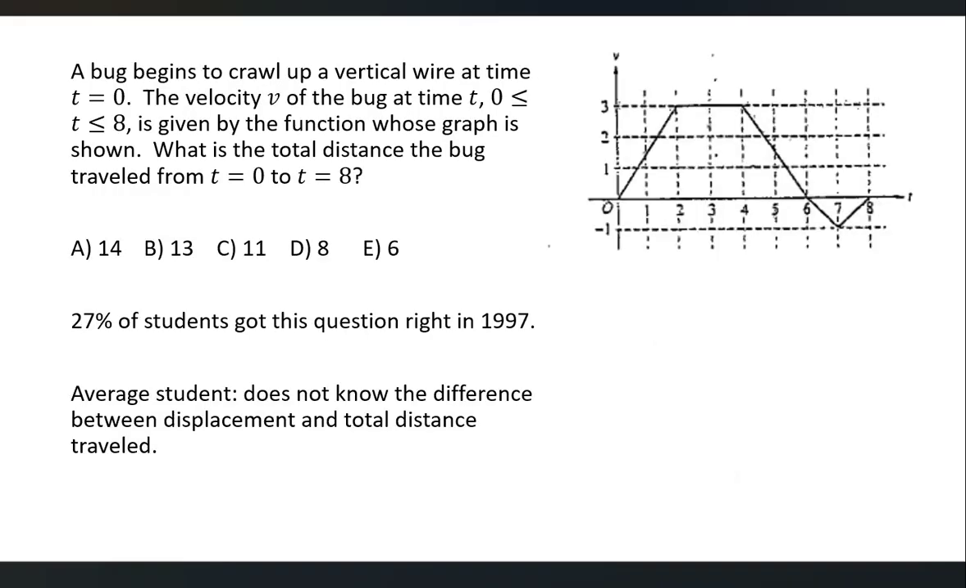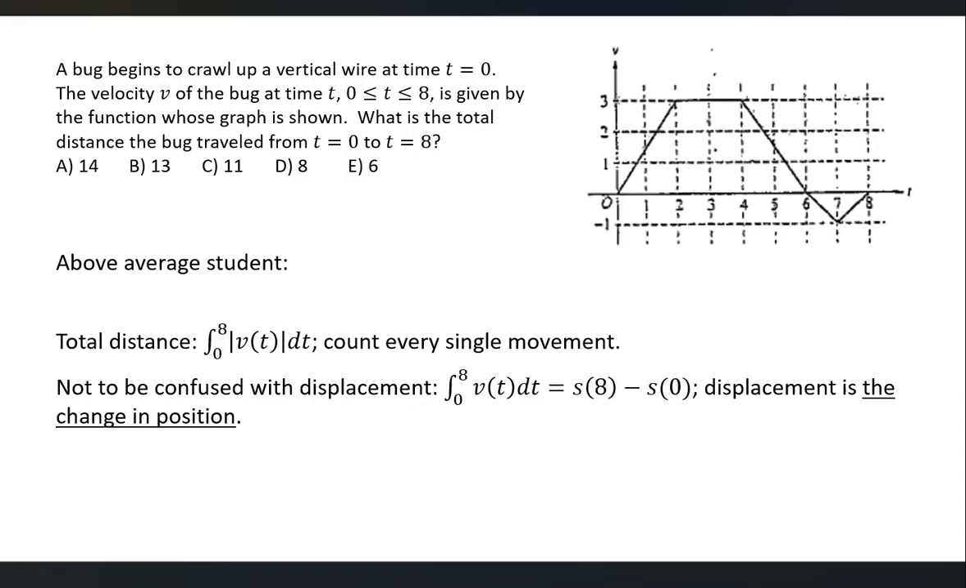Next, 27% of students got this question right. A bug begins to crawl up a vertical wire at time t equals 0. The velocity v of the bug at time t, for t between 0 and 8, is given by the function whose graph is shown. What is the total distance the bug traveled from t equals 0 to t equals 8? The misunderstanding that most students probably made is displacement versus total distance traveled. Okay, so the above average student would have understood that concept.